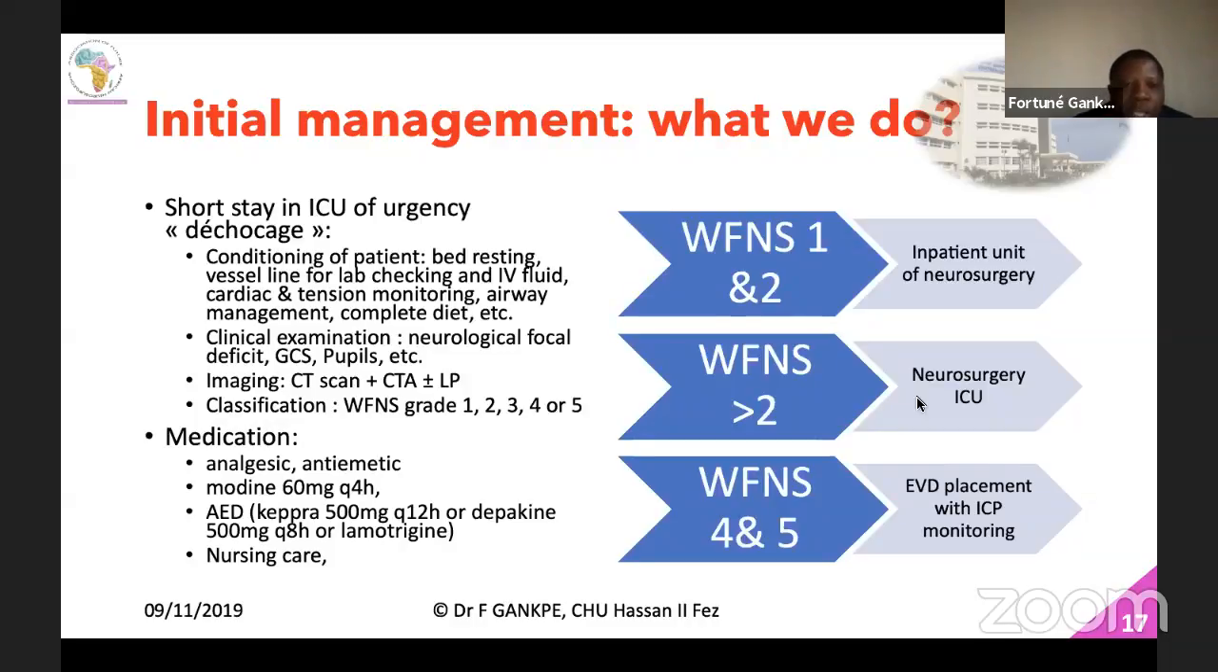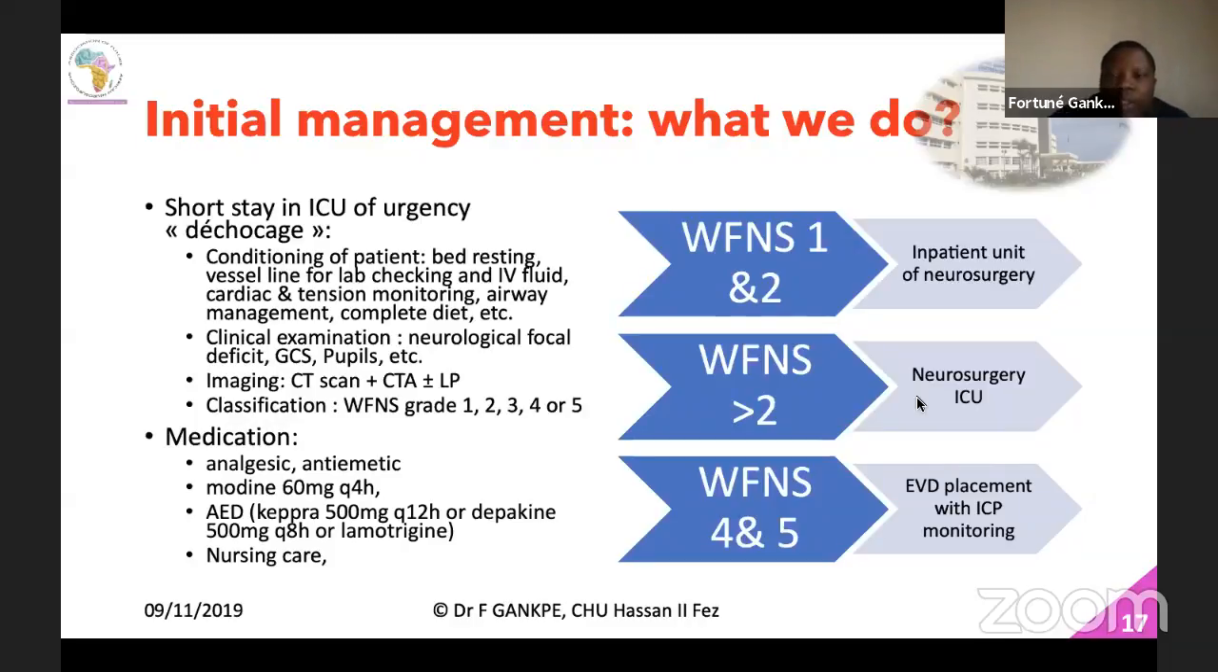We grade the patient according to the WFNS grading system. We begin the medication: analgesic, antiemetic, Modins 60 milligram every 4 hours. We also give the patient the anti-epileptic drug, but this is very controversial in the literature. In our department, we automatically give it to the patients, and also the nursing care.